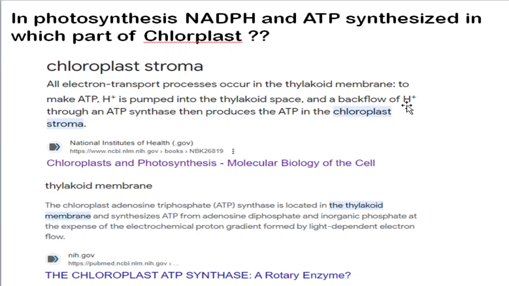And NADP plus reduction to NADPH will be occurring in the thylakoid membrane.